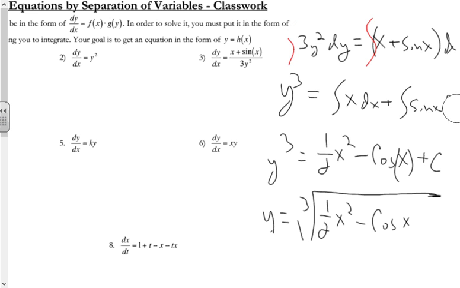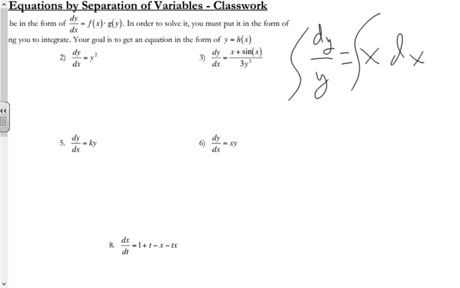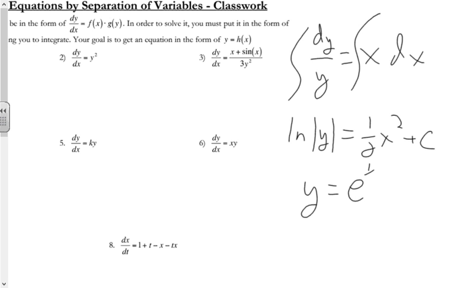And I'm going to do number 6. Here I see an x and a y. So I'm going to divide both sides of this equation by y and multiply both sides by dx. So the antiderivative of that becomes the natural log of y equals 1/2 x squared plus c. So we're going to exponentiate it again. That'll become just y because the ln and the e cancel out. e to the 1/2 x squared plus c. And remember, e to the c is just a constant, so we could write this as y equals a e to the 1/2 x squared.